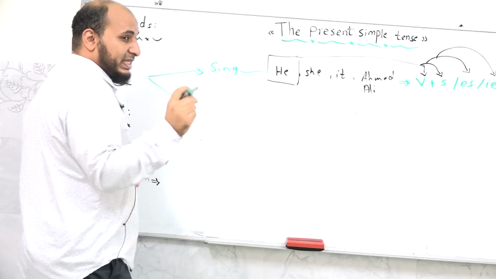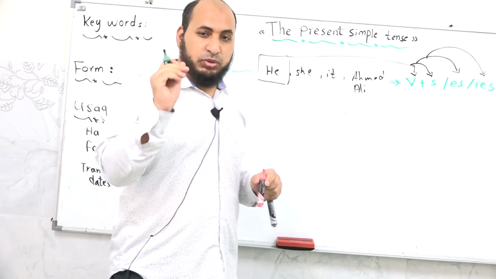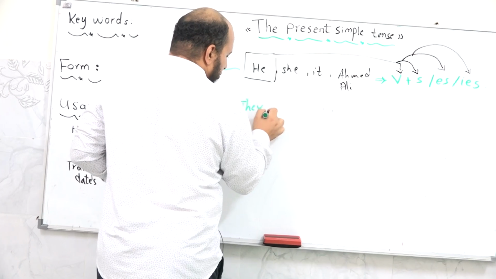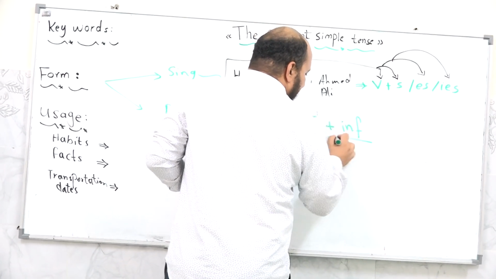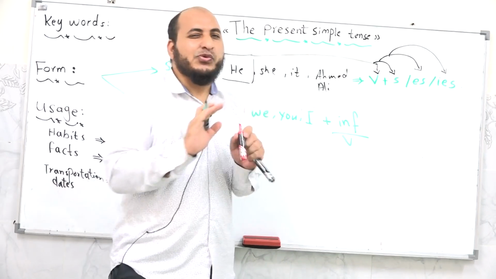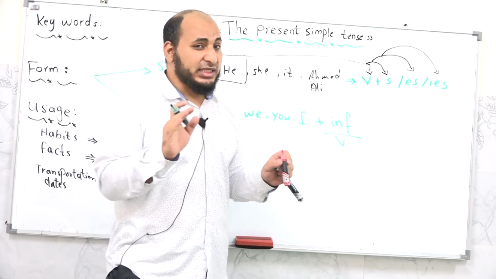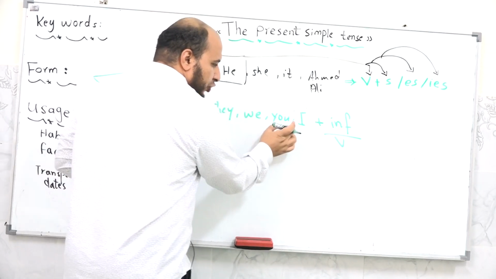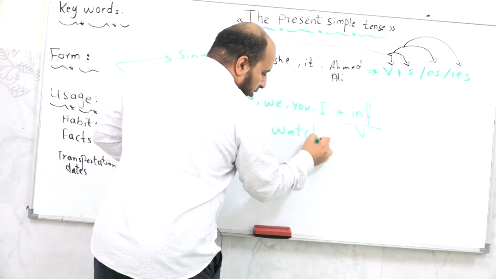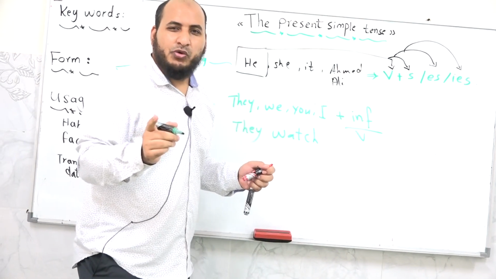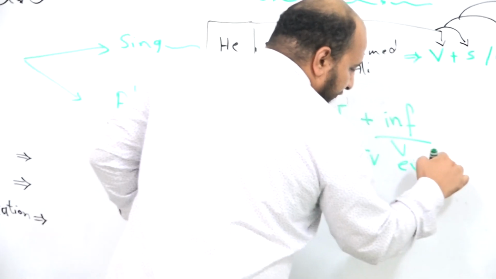The second form of the present simple tense is plural. The plural pronouns they, we, you, and I, plus the infinitive. The verb plus no S, no I-E-S, no E-S, no I-N-G, no any letters. You can't add any letters after they, we, you, and I in the present simple tense. They watch, no watches, no watching, no watched in the present simple tense. They watch TV every Friday.